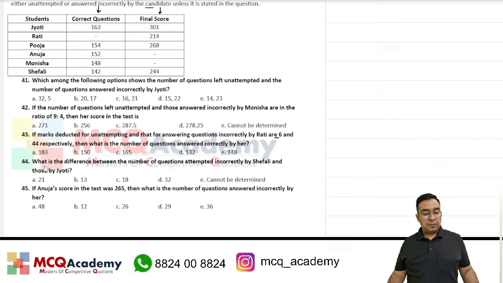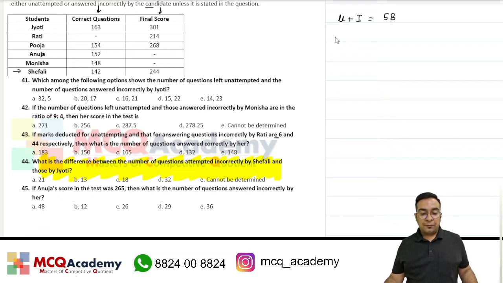Question number 44. What is the difference between the number of questions attempted incorrectly by Shefali and those by Jyoti? तो देखिए यहाँ पे शेफाली के बारे में आपको क्या इंफॉर्मेशन है. शेफाली के आपको करेक्ट क्वेश्चंस पता है और फाइनल स्कोर पता है. तो अगर हम लोग शेफाली के लिए यहाँ पे कैलकुलेशन करके जाते हैं, तो पहली चीज तो अनअटेम्प्टेड प्लस इनकरेक्ट क्वेश्चंस का जो सम बन के आएगा, 142 क्वेश्चंस शी मार्क करेक्टली. तो बाकी बचे हुए क्वेश्चंस थे, यानी कि 58 क्वेश्चंस या तो अनअटेम्प्टेड थे या इनकरेक्ट थे. दूसरा आपको दे रखा है इनका स्कोर 244.